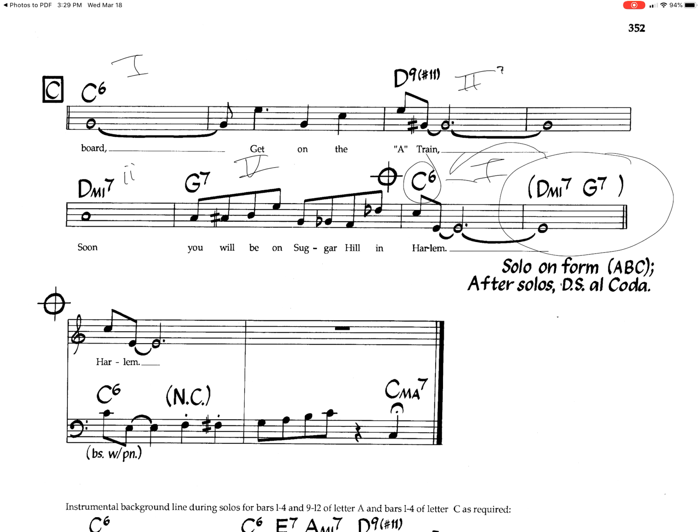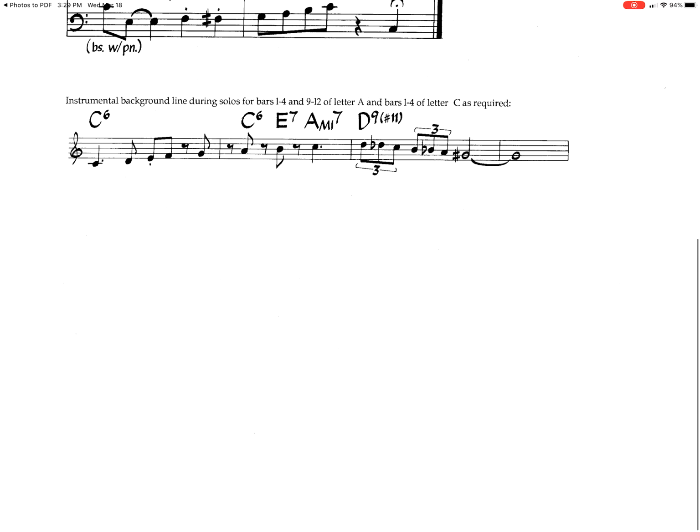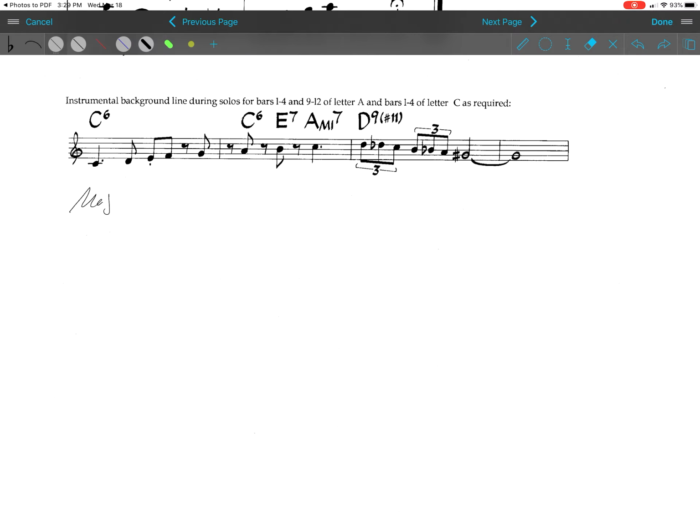Okay, so let's recap, guys. If we needed to solo on this, what will we need to know? Okay, the majority of the piece is in C major. So if you could play a C major scale on your instrument, you're going to do really well on this piece, okay? Now, there are a few times when we step outside of the key.